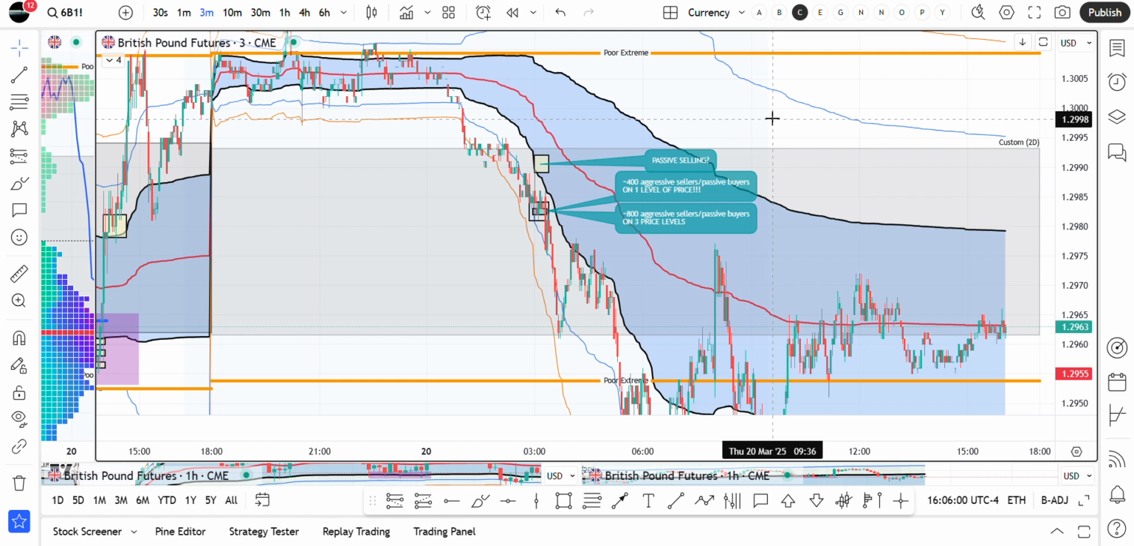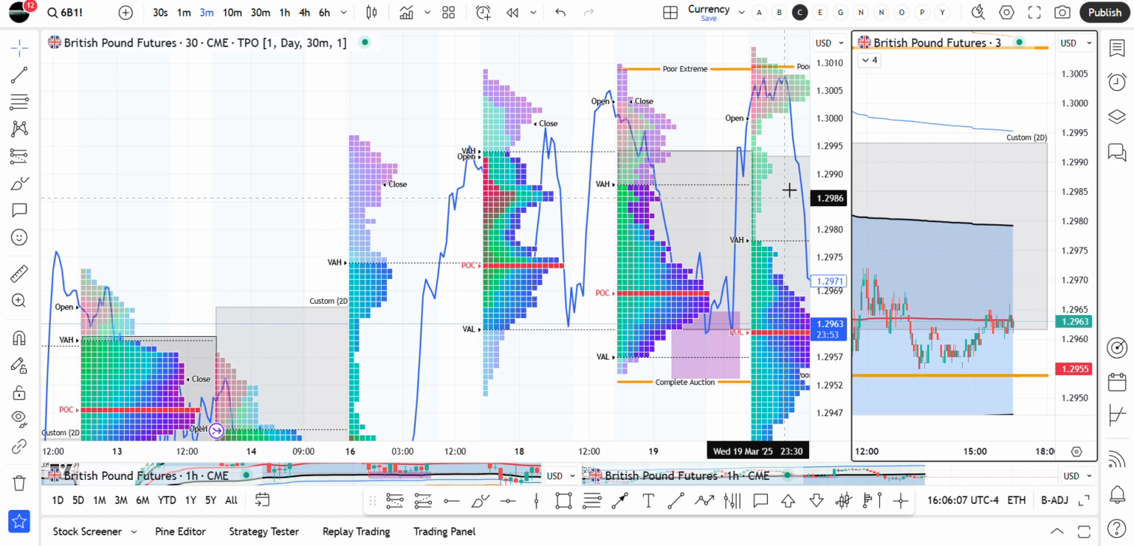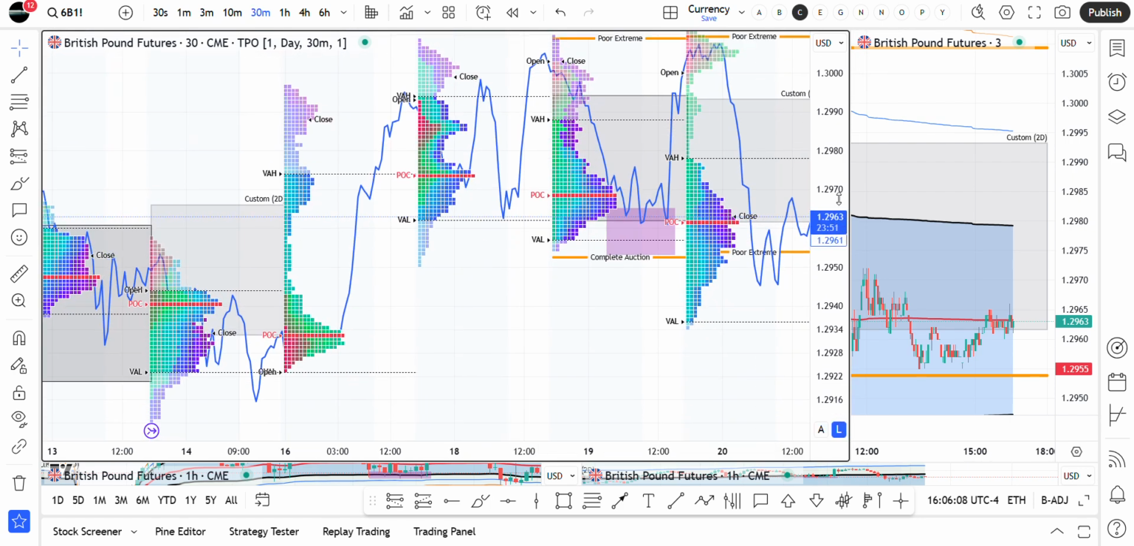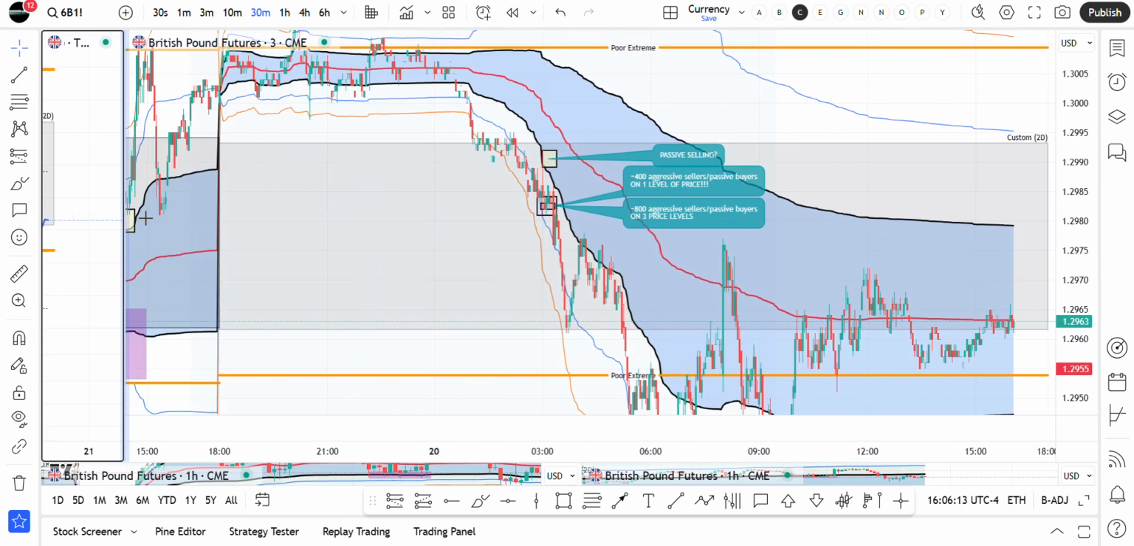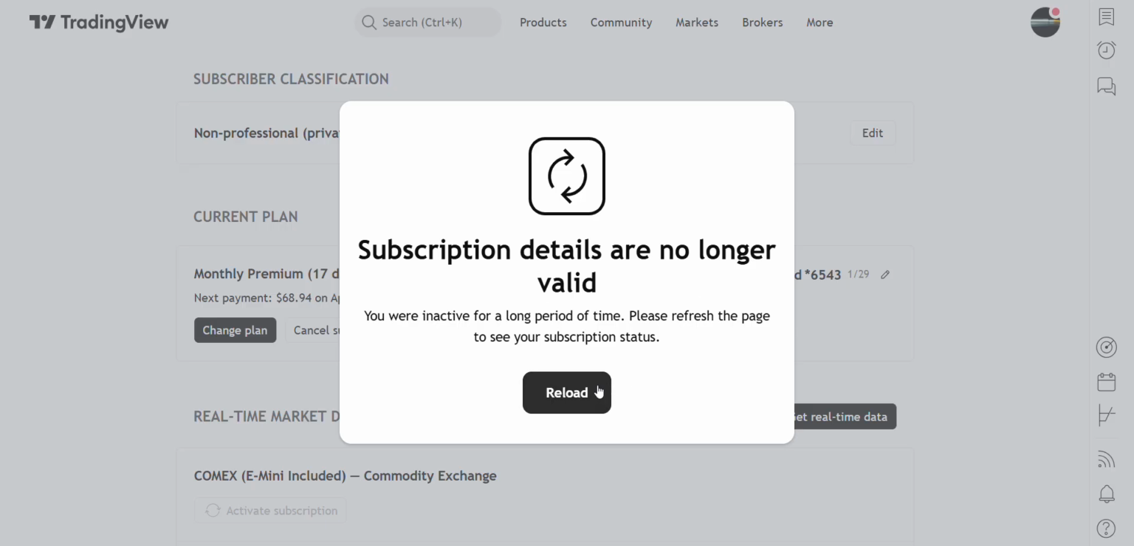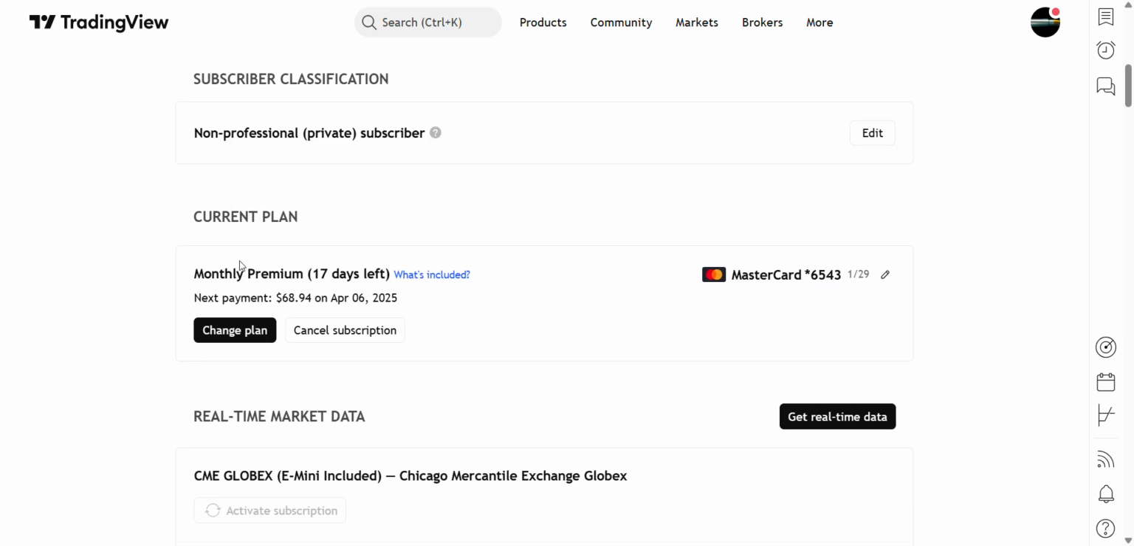Things like that. And I've actually got a small update for you guys. This is something I can show. I'm now using TPO charts, so time price opportunity charts. You can get this on TradingView, but unfortunately, you do need this subscription. Let me just reload this page. You do need this subscription, so it's a bit on the plus side.